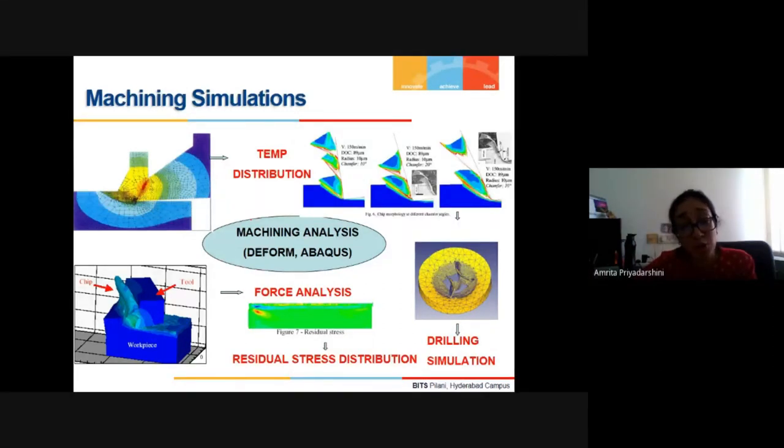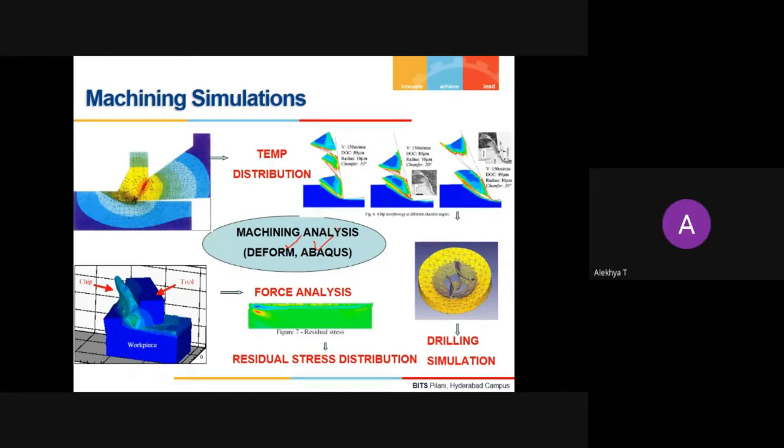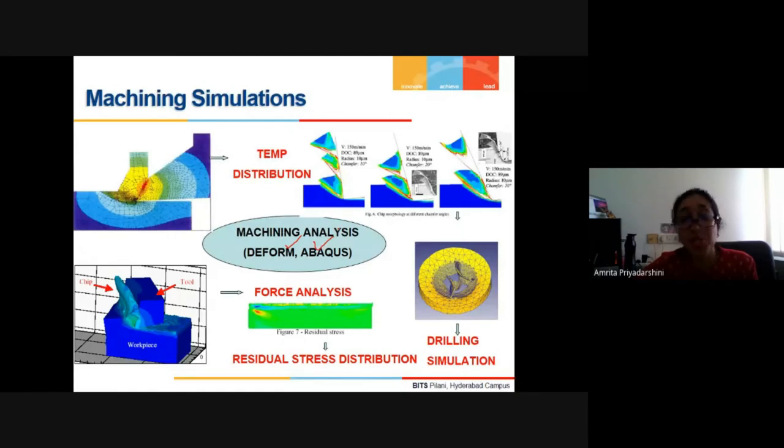Then apart from that, we also have machining simulations. The most commonly used softwares are Deform and Abaqus, where you try to simulate the chip formation process. In fact, my PhD was related to simulations of machining processes. These are all very important things, rather than just going for trial and error. What we do is we simulate.